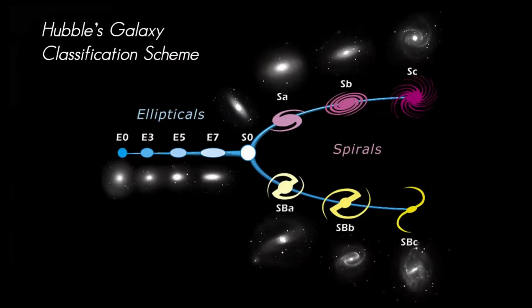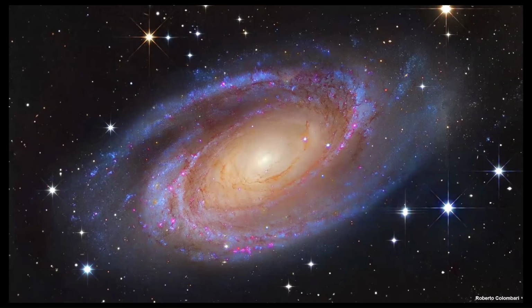So now we'll go off into the spiral galaxies. We'll start with the regular spirals. If you're an SA galaxy, your spiral arms are very tightly wound. If you're an SC galaxy, then your spiral arms are very loose and open. SBs are intermediates. So here's an example of a nice regular spiral galaxy.